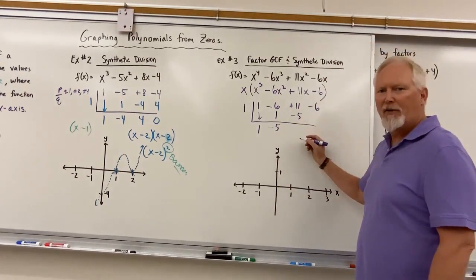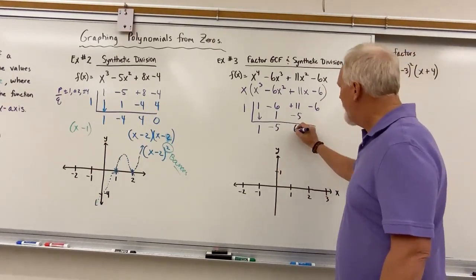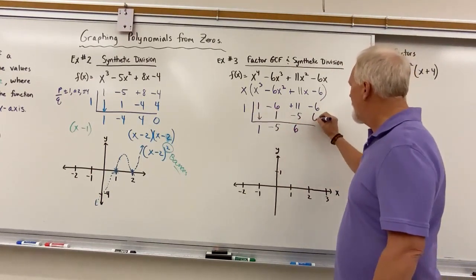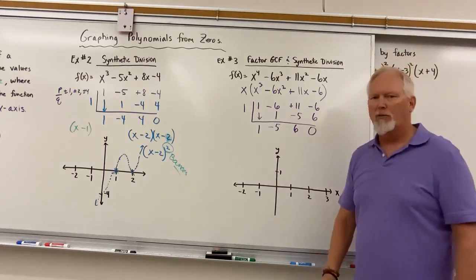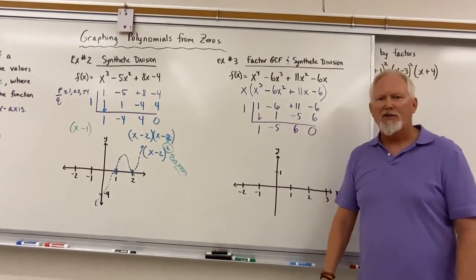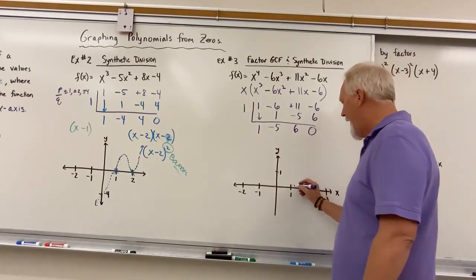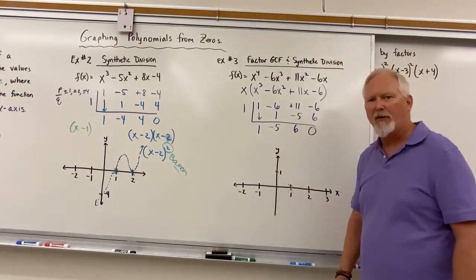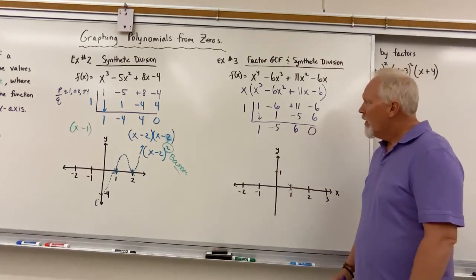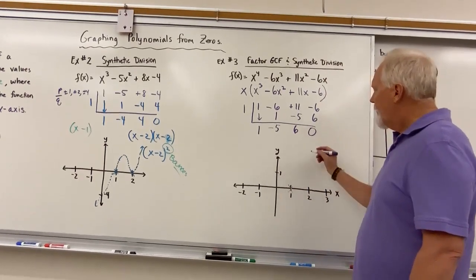Add that. 11 minus 5 is positive 6. 1 times 6 is 6, and we get the awesome news of having a 0 at the end, which means x equal 1 is a factor, and we can put that right there to start drawing. Then we can factor this.